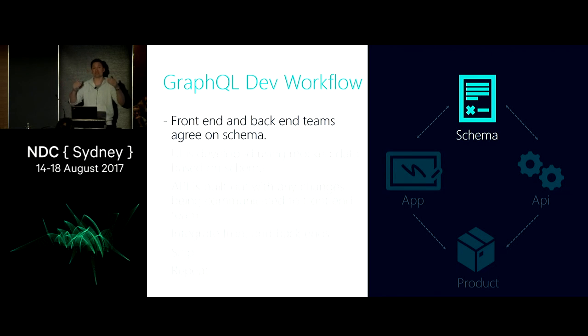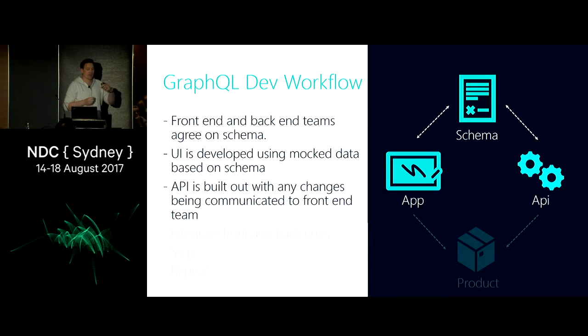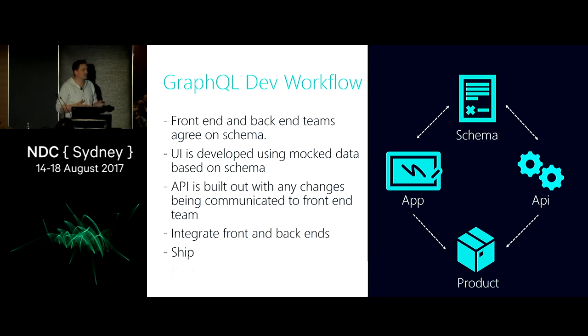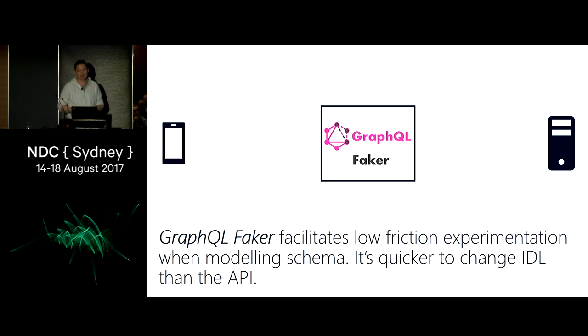So you're not waiting for the full API to be available. And once both of these are complete, you can then integrate them into the product at the end. And finally, rinse and repeat and ship. But always start with the schema first, and then you can quickly iterate the design, rather than "I've built it, oh no, wait, that's not quite right, let's start again."